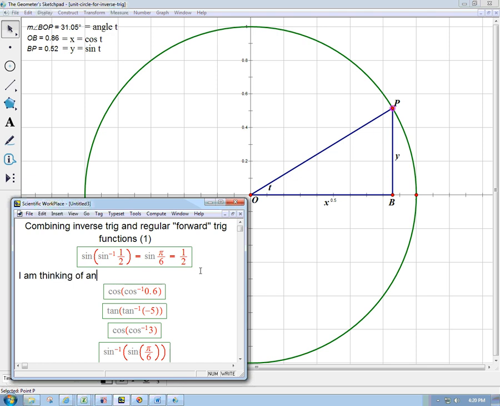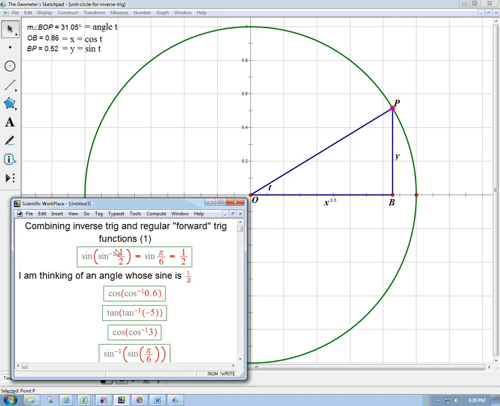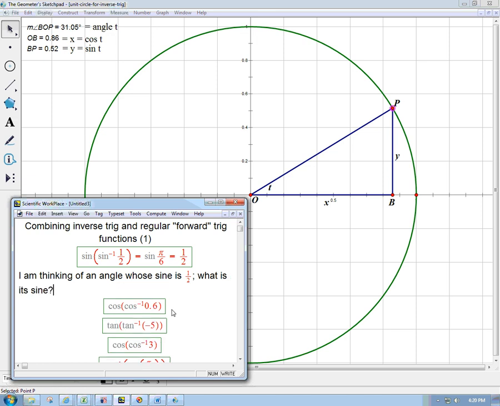So here's what it comes down to. I am thinking of an angle whose sine is 1/2. That's what this means. The angle whose sine is 1/2, or really the simplest angle whose sine is 1/2, and we'll get to that soon. And then I ask you, I don't ask you what the angle is. I actually didn't care about the pi/6 here. I say, what is its sine?